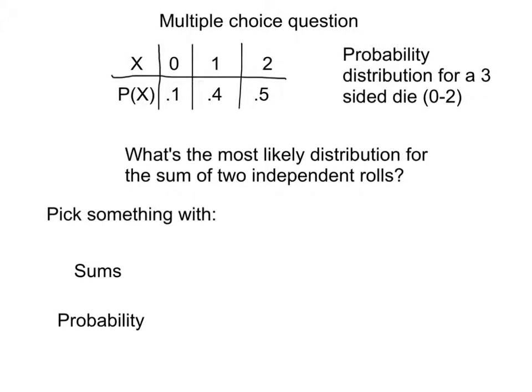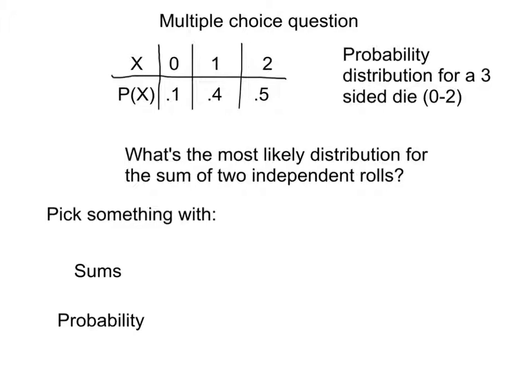And then this is another problem, and this is more of a multiple choice question, so you're probably not going to see this on the AP, but maybe on a test or quiz. This is when they give you the probability distribution for, say, a 3-sided die, where the probabilities equal 1, and they ask what's the most likely distribution for the sum of 2 independent rolls. Since it's multiple choice, you're not going to have to completely solve it on your own, but I'm going to give you advice for what to pick.